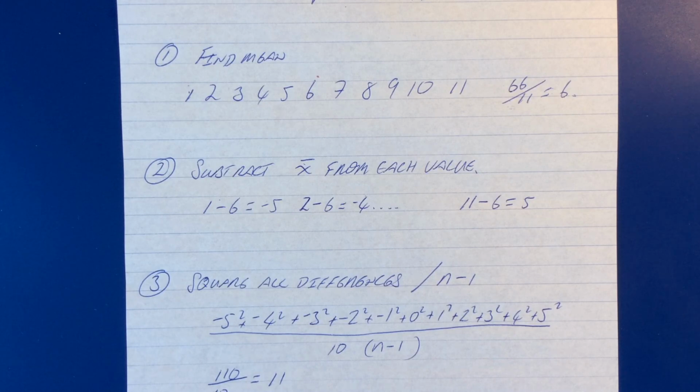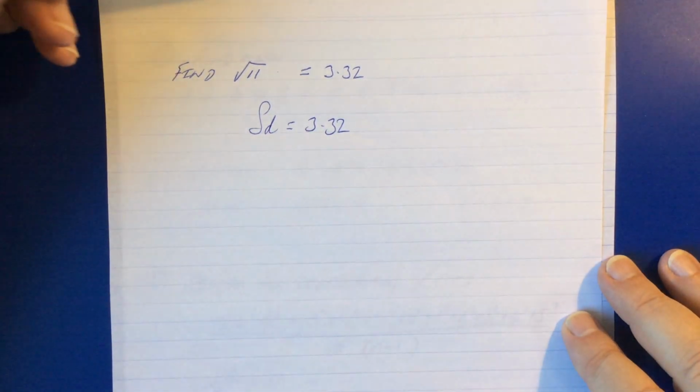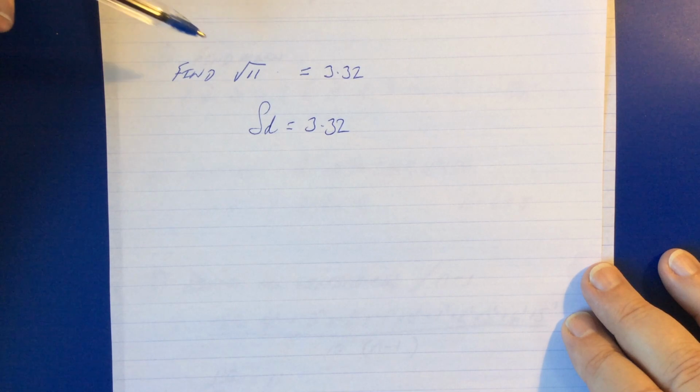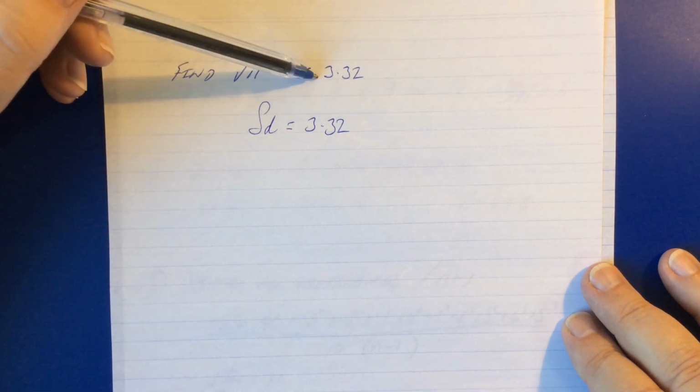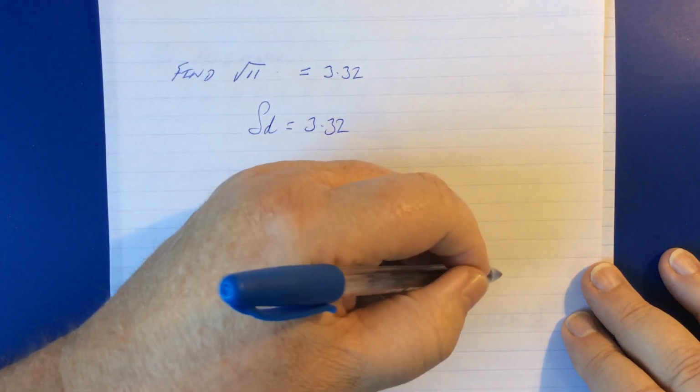But we're not done. There's one more thing to do. And that is this. We need to find the square root of that number, 11, the variance, and the square root of it is 3.32. That is our standard deviation.